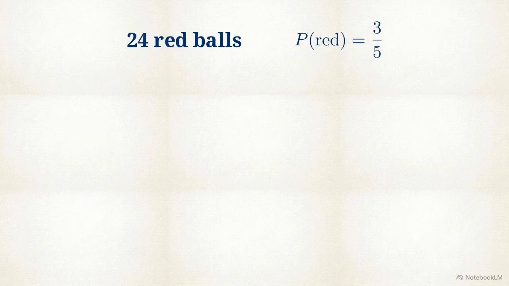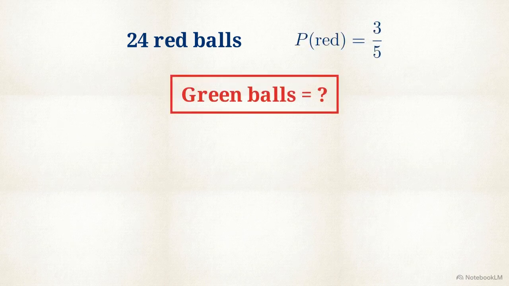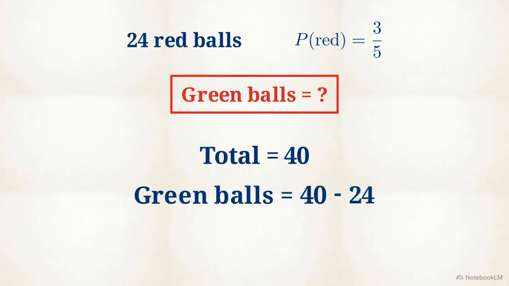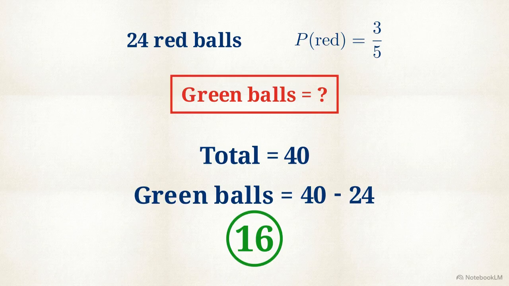One last challenge. You have 24 red balls, and the probability of red is 3/5. The question asks how many green balls are there. First, 24 multiplied by 5/3 gives a total of 40 balls. Subtract your 24 red balls, and you are left with exactly 16 green balls.